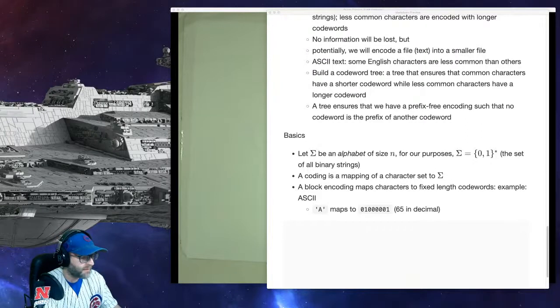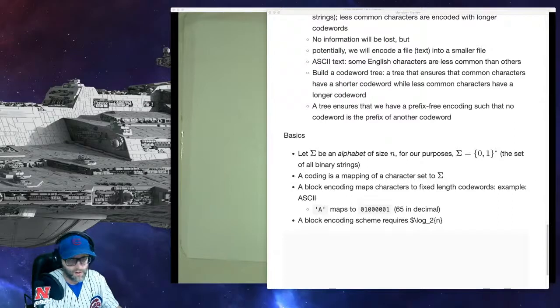So by encoding it with a block encoding scheme, a block encoding scheme requires log base 2 of n bits per character, where n is your alphabet size, your character set size, regardless of their frequency. Okay?